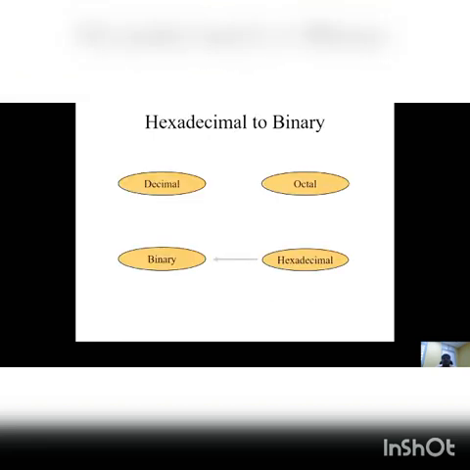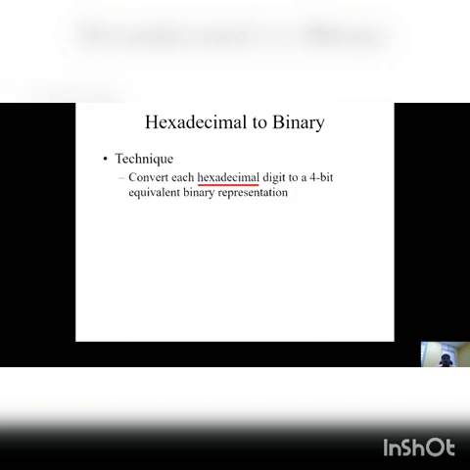Now we convert hexadecimal to binary. In the case of hexadecimal to binary, we convert each hexadecimal digit to a 4-bit equivalent binary representation. As we saw earlier, the maximum hexadecimal digit is 15, represented as F, and F is represented as 1111. So a maximum of 4 bits is required to represent a single hexadecimal digit.